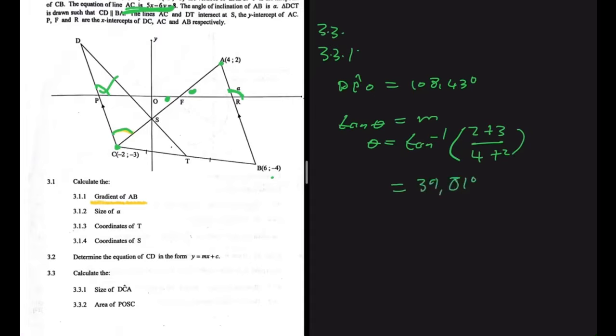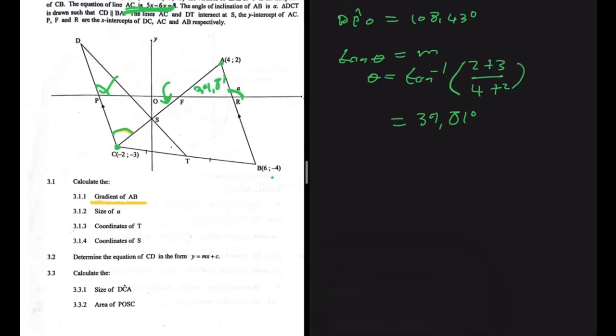39.81 degrees. So this angle, we can replace it with 39.81, right? So this angle here should also be equals to 39.81. Yeah, that's what the calculator says. 39.81. I don't know what I was writing there.